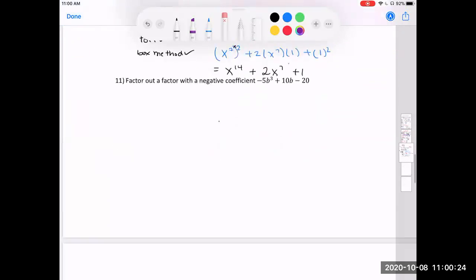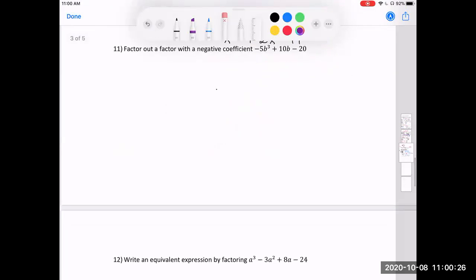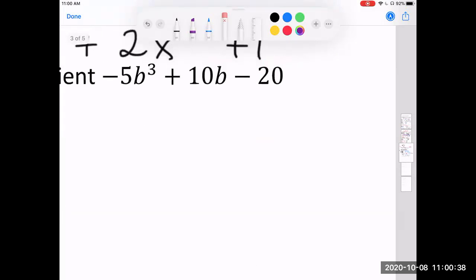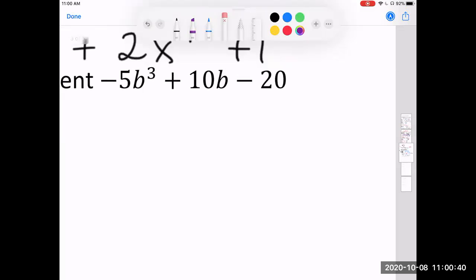Okay, next question. Factor out a negative coefficient. All right, so it's asking me to factor a negative, but I see that I can factor more than just a negative. I look at all these numbers and I think, is there a number that divides into all of these? Yeah, we see they can all be divided by a 5. So let's go ahead and divide out a negative and also a 5.